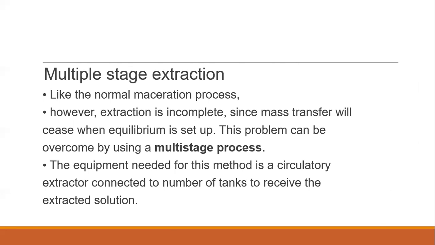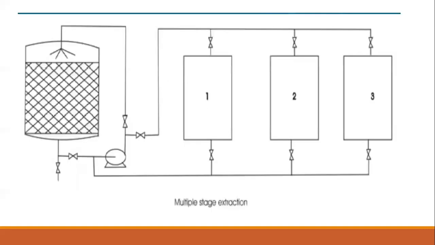Multiple stage extraction. Like the normal maceration process, extraction is incomplete, since mass transfer will cease when equilibrium is set up. This can be overcome by using a multi-stage process. The equipment needed for this method is a circulatory extractor connected to a number of tanks to receive the extracted solution. The process is the same, but you are getting your extracted material in different stages or in different containers.